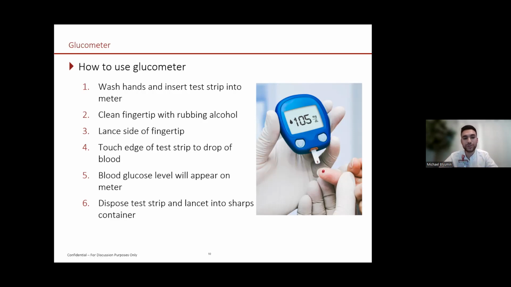Then after that, the blood glucose appears. So you can see here it's 105. Hopefully she's fasting. That would be a great fasting reading. And then at that point, you just want to dispose of the test strip and the lancet you used to prick your finger in a sharps container.